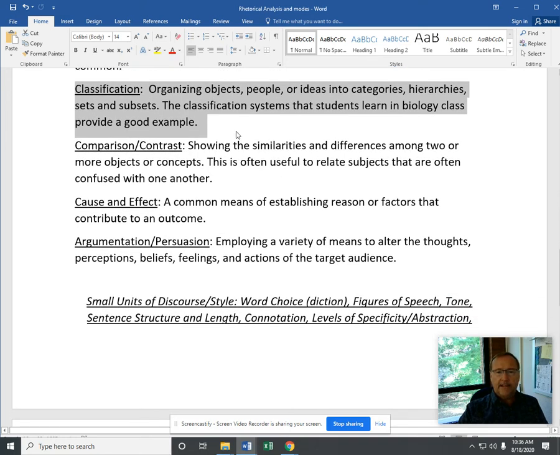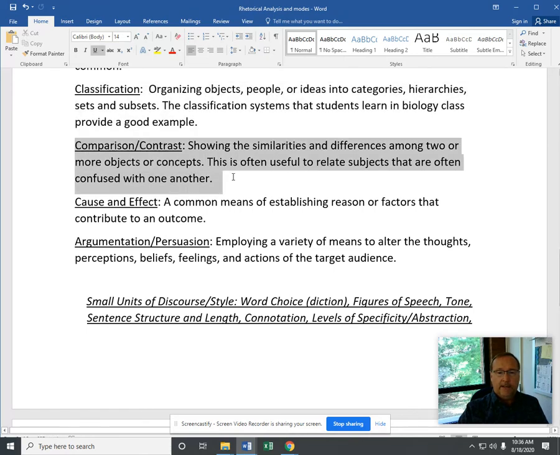And when you're analyzing the writing of professional authors, you are also sort of looking at how they may be classifying different bits of information. All right, let's take a look at compare and contrast, showing the similarities and differences. The comparison would be the similarities, the contrast would be the differences among two or more objects or concepts. This is often useful to relate subjects that are often confused with one another.